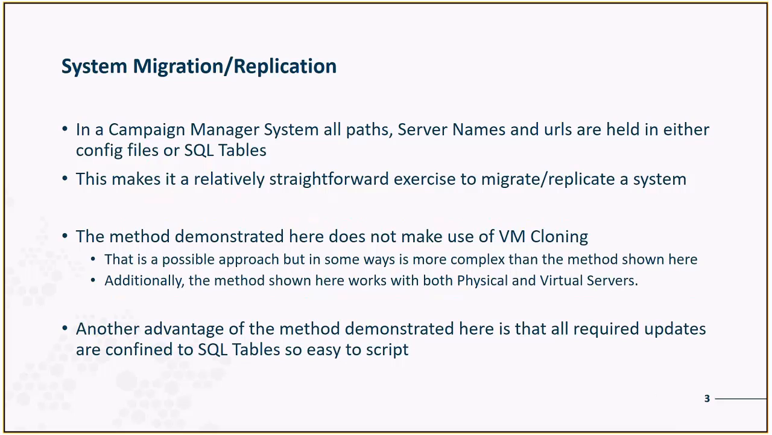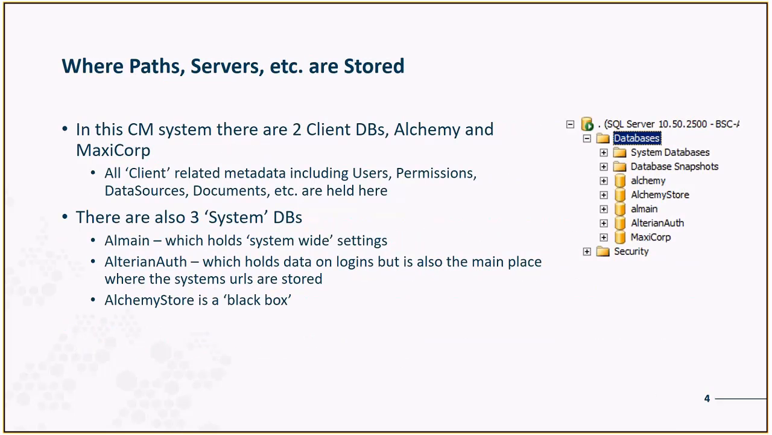In a campaign manager system, all paths, server names and URLs are held in either config files or SQL tables, and this makes it a relatively simple exercise to migrate or replicate a system. The method we're going to demonstrate here does not make use of VM cloning, which in some ways is more complex than the method we're going to show you. The method will also work with both physical and virtual servers. Another advantage is that any required updates are all confined to SQL tables, so they're actually easy to script.